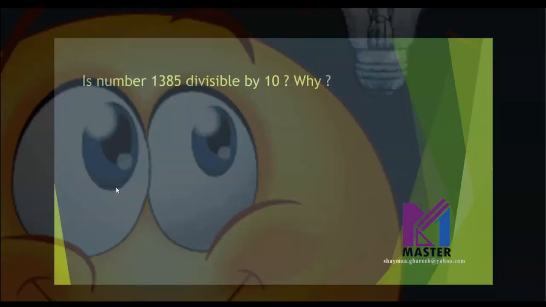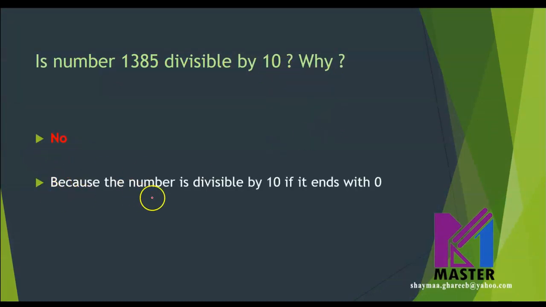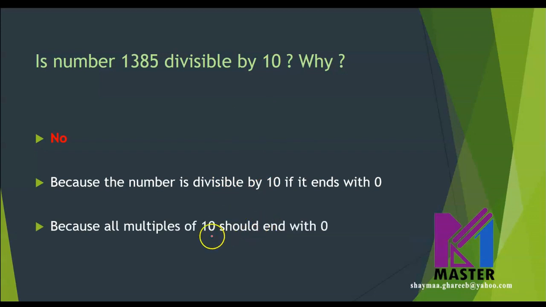Now let's solve some questions. Is number 1385 divisible by 10? Why? We are going to say no, because the number is divisible by 10 if it ends with 0. So in this type of questions, you have to mention the reason and the test or the rule of divisibility of the number. Don't just say no because it's not divisible by 10 or there will be a remainder. You have to mention that you know the rule of divisibility by 10, or whatever the number is, because all multiples of 10 should end with 0. Okay.